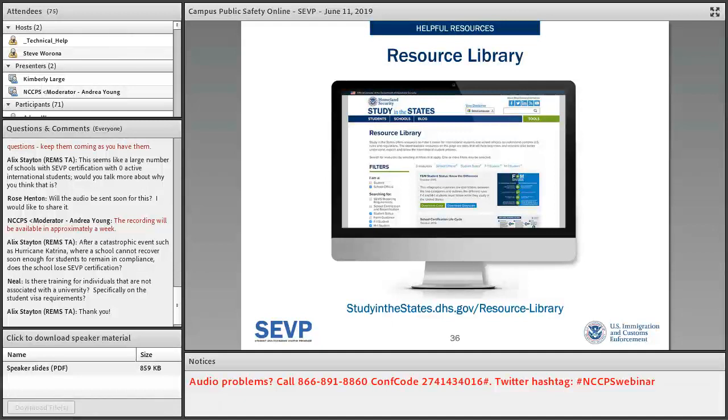We also have the student life cycle, which, for those of you that are not with an academic institution, you might want to check out to get an idea of what students go through, not only while they're here, but in preparation for coming to the United States to study as well. So really, really great resource as well.